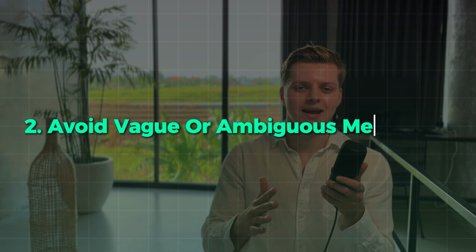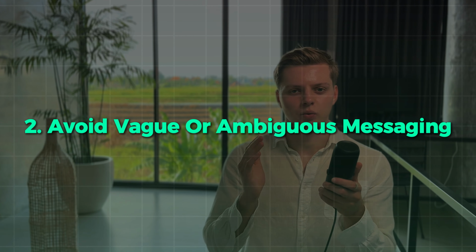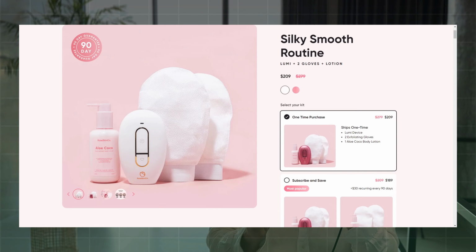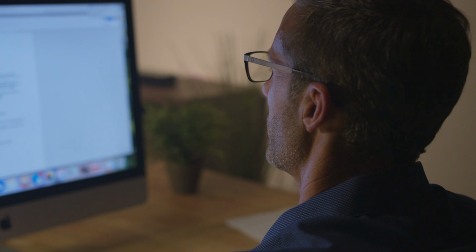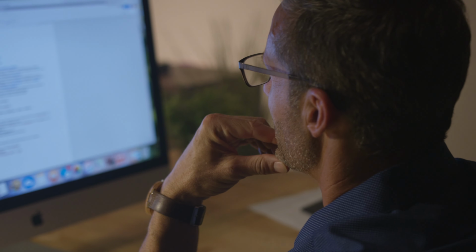Point number 2 to remove cognitive friction from your website is to avoid vague or ambiguous messaging on your website. So what do I mean by this? I mean that the text on your website has to be impossible to misunderstand. If you have text which can be interpreted too much, it will create cognitive friction because the user has to mentally put in way more effort to understand what you're saying or understand what the product can do for them. So enough talking, let me show you an example.